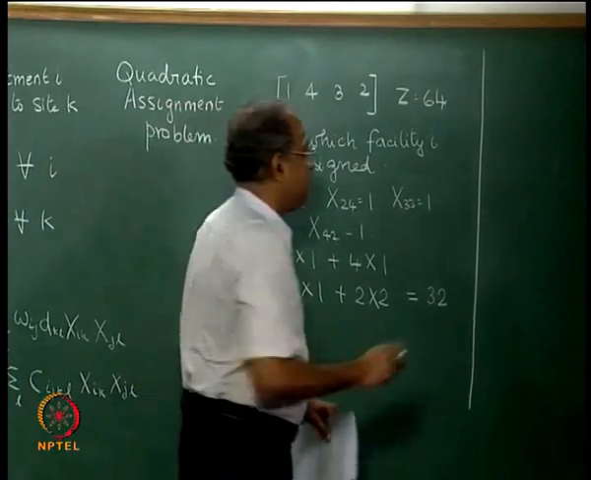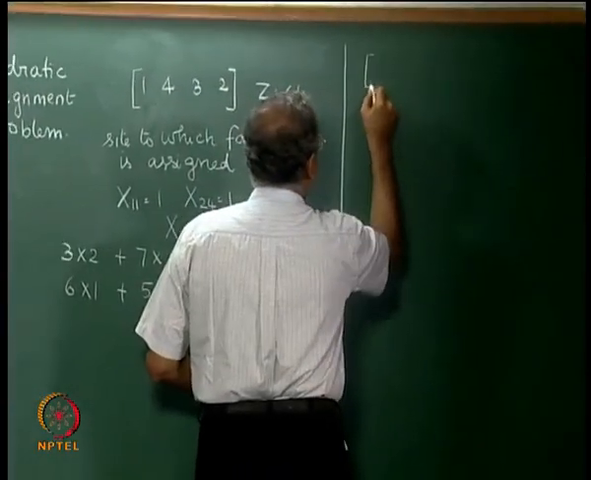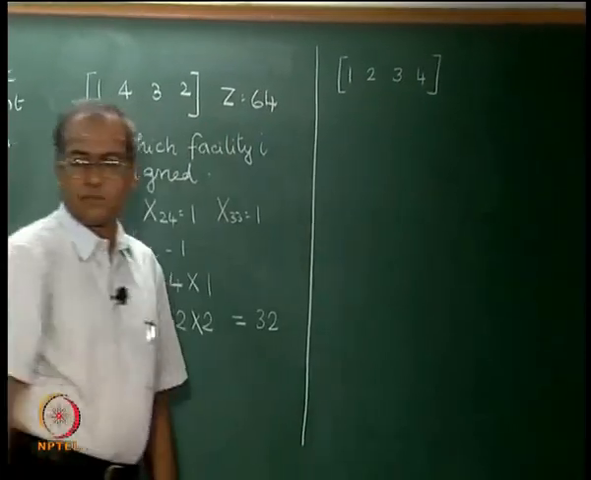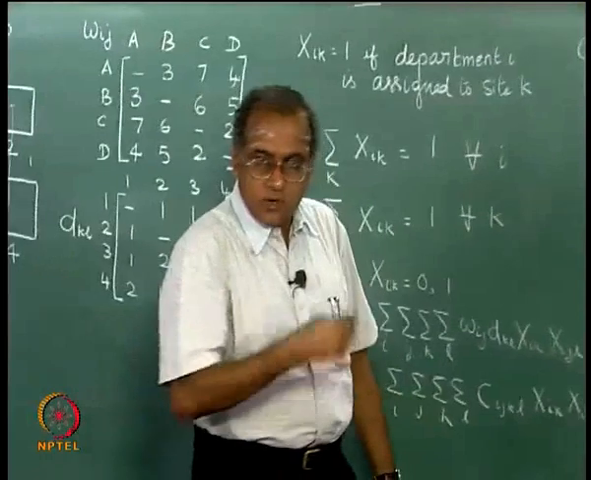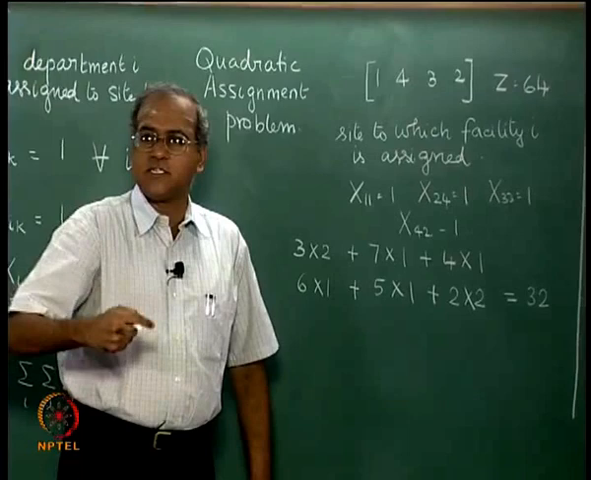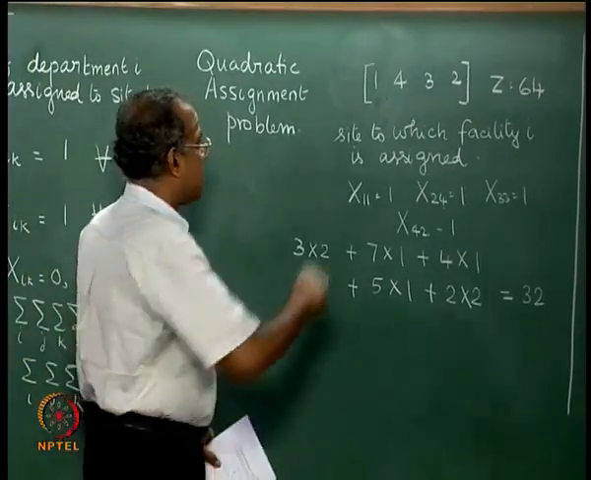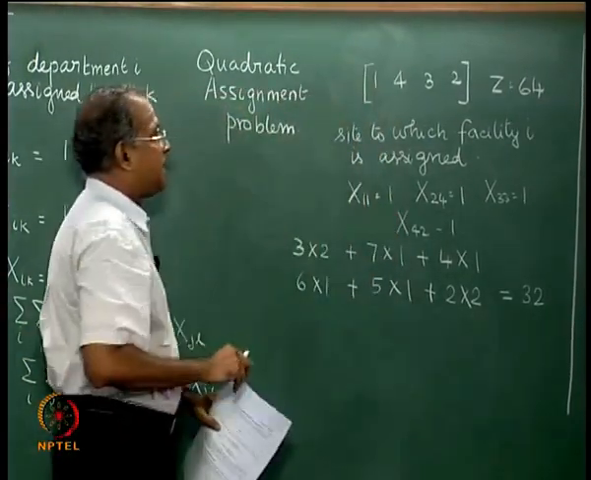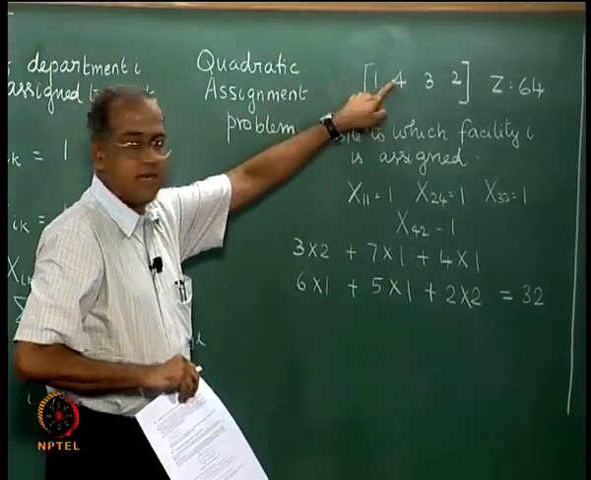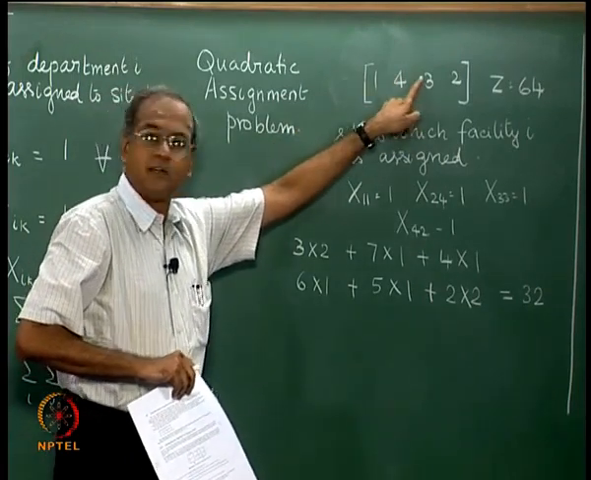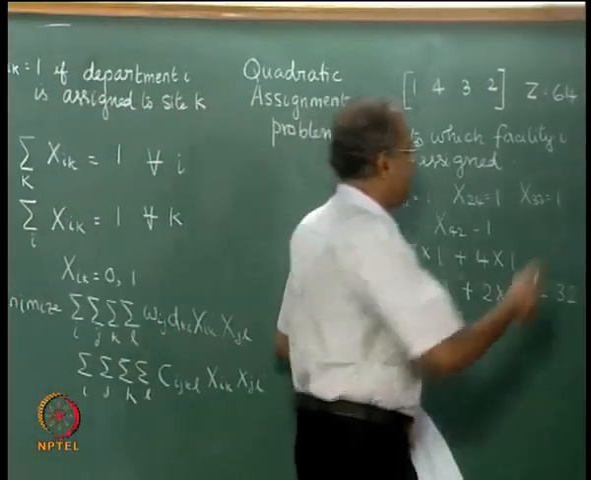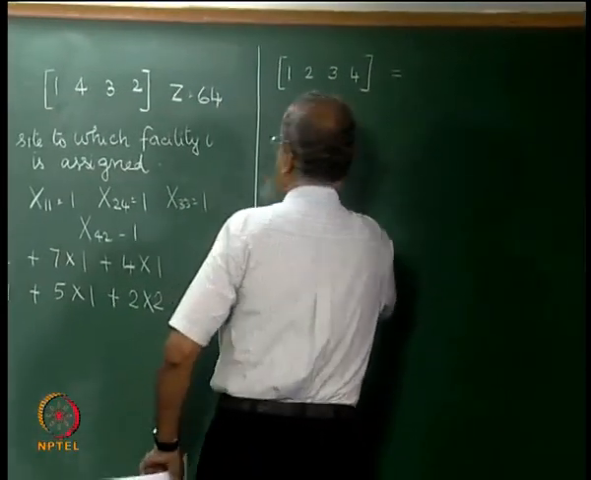Following this notation, we could start with any feasible solution, and the easiest is to do 1, 2, 3, 4. Now, please note this notation once again. This notation represents the site to which facility i is assigned. So, here facility 1 is assigned to site 1, facility 2 is assigned to site 4, facility 3 is assigned to site 3, facility 4 is assigned to site 2. So, we could start with the easiest one, which is 1, 2, 3, 4.